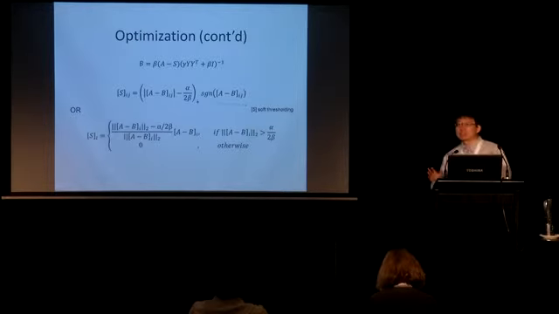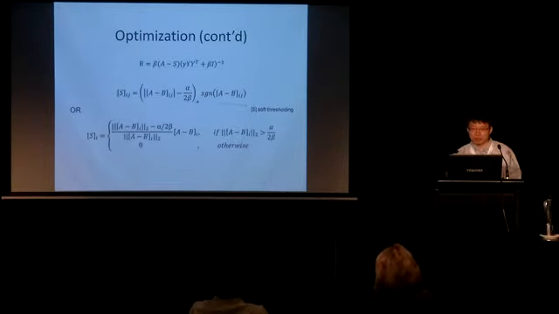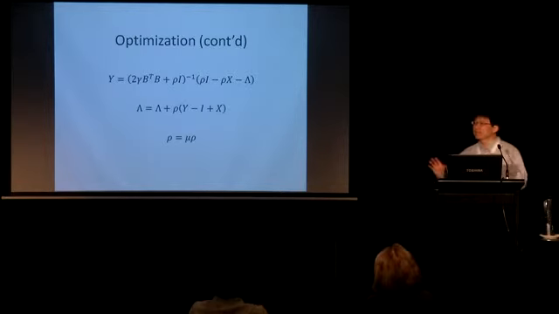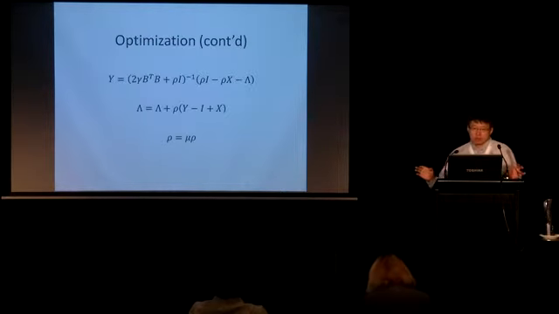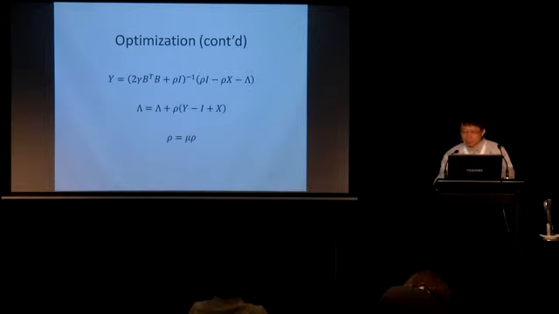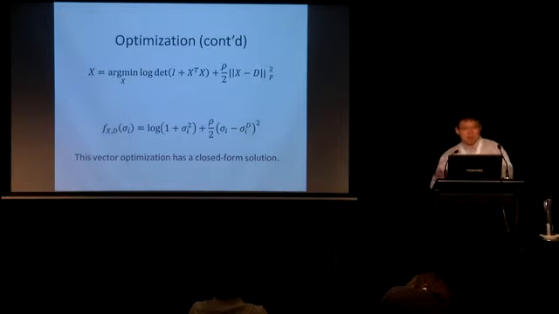It is basically the soft thresholding. For the 2,1 norm, we also have a closed form expression. For Y, again, it's a ridge regression. We have the closed form expression. For lambda and rho update, it is standard. So the big problem is for X optimization.